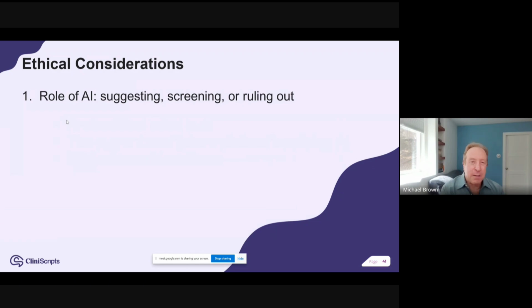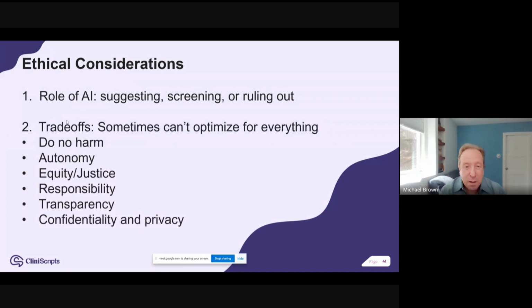And I think the more autonomous AI systems are, and the more they provide a comprehensive solution to a patient in the extreme, the more care must be taken to make sure that it doesn't make mistakes, and the more the ethics become even greater. When an AI deals with an expert in the field, for example, you can count on the expert to know how to assess what's being suggested to it. And there are trade-offs. Sometimes you can't optimize for everything. You might want to do no harm, and obviously you want to maintain autonomy. You want to have equity and justice. You have to have responsibility for everything that's going on, transparency, confidentiality, and privacy. These are all important aspects.